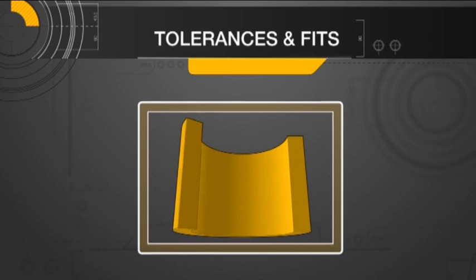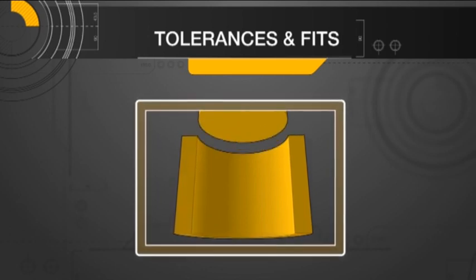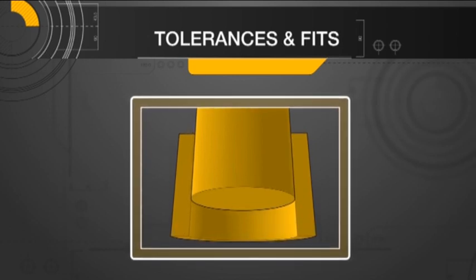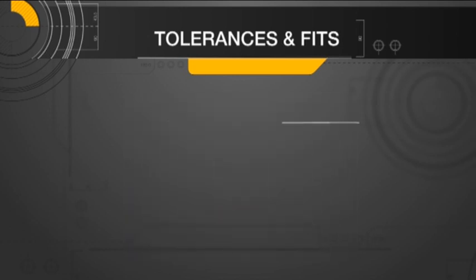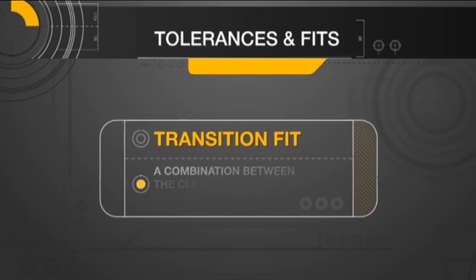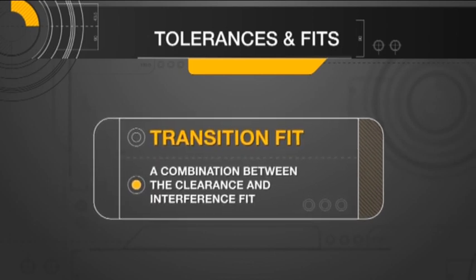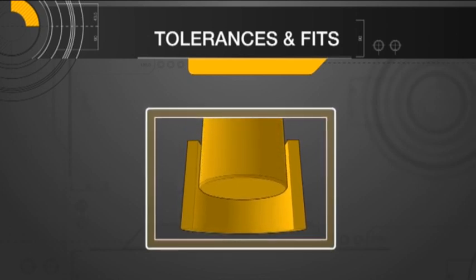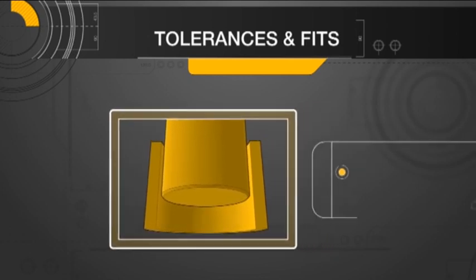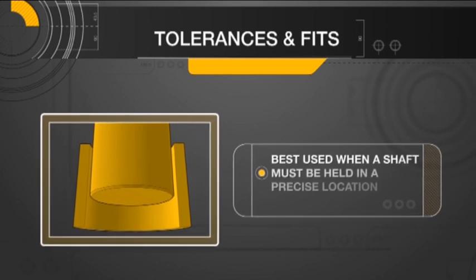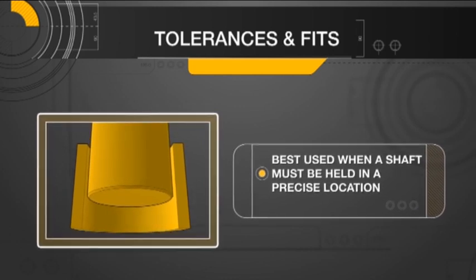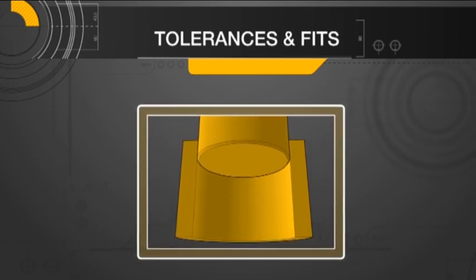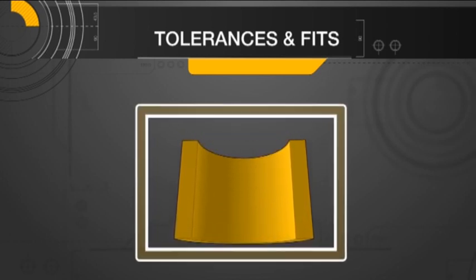Often the 2 components must be joined by excessive force, or by altering the atmospheric temperature to slightly expand or shrink the diameter for assembly. The transition fit is a combination between the clearance and interference fit. Depending on the actual dimension of the shaft and bore, it is possible that either could occur. This fit is best used when a shaft must be held in a precise location. If interference should occur, it will not be to the extent where disassembly is overly difficult.